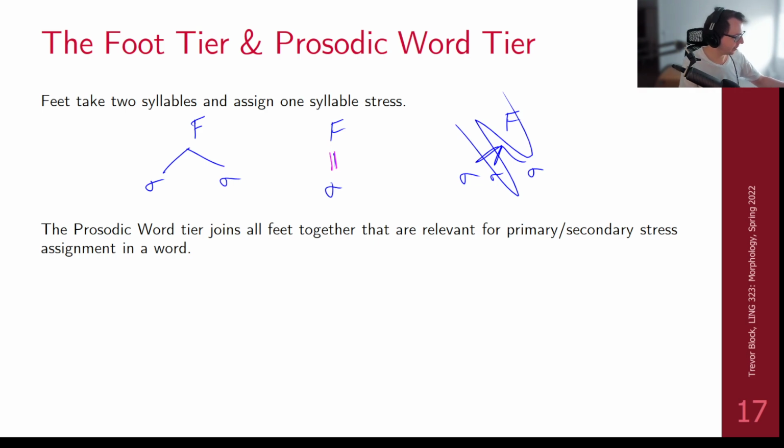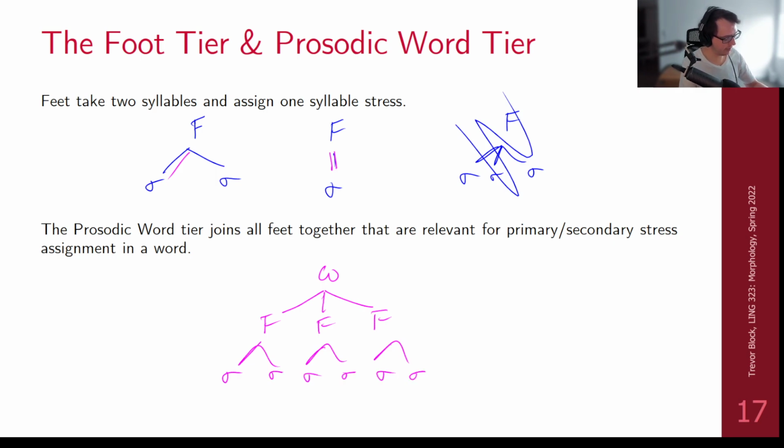So let's say it's like this. And then we get a prosodic word, and it connects to multiple feet. Let's say we have a 6-syllable word, like this, and stress is going to the left side of each foot. What the prosodic word is doing is saying which foot gets primary stress and which ones get secondary stress. Let's say it gives the left foot primary stress. This means the first syllable has primary stress, so it's the strongest, and these other 2 syllables get secondary stress.